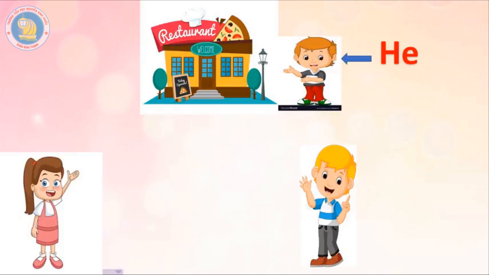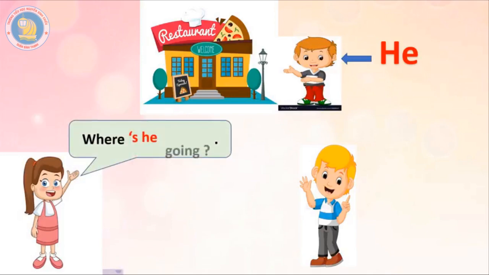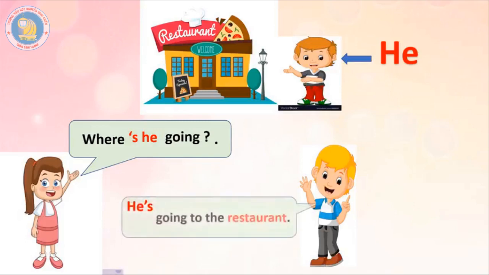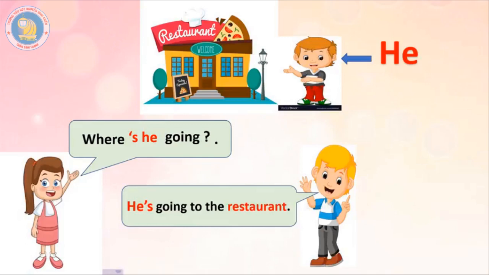Kate asks Andy, where's he going? Andy answers, he's going to the restaurant. You remember? If you see a boy or a man, you say he. And the question is, where's he going? And the answer is, he's going to the restaurant.